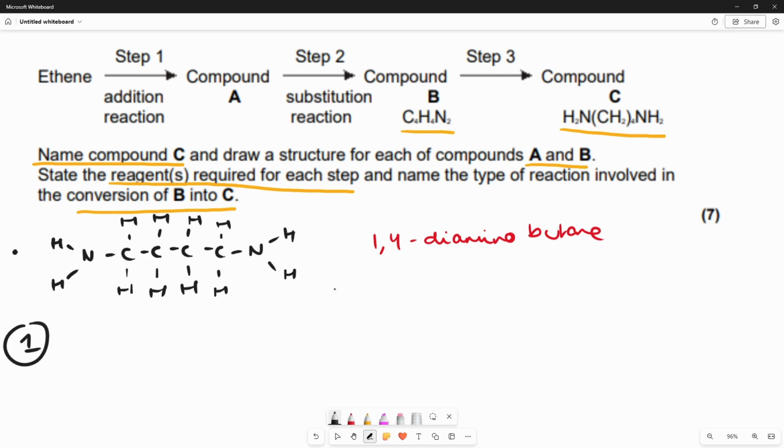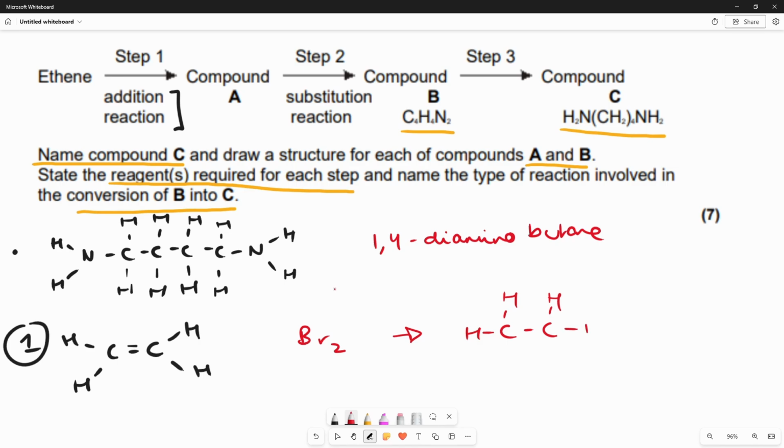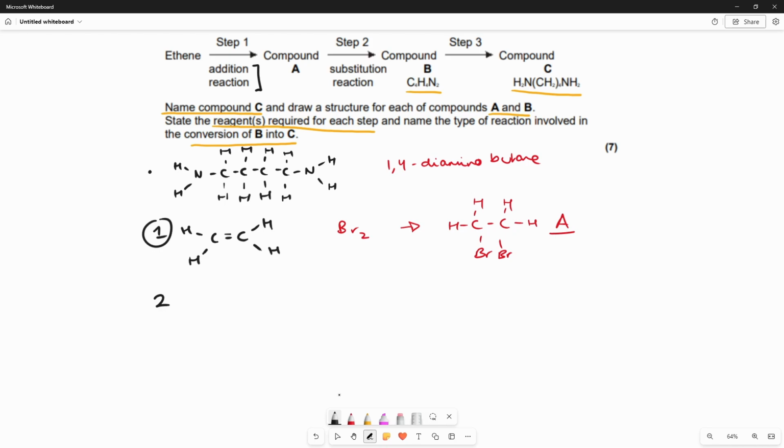We have ethene, which is C2H4 with a double bond between the carbons, and there's an electrophilic addition reaction occurring, which turns it into compound A. So the reagent for this will be bromine or chlorine, and when we do the electrophilic addition reaction with ethene, we'll get 1,2-dibromoethane, and that is our compound A.